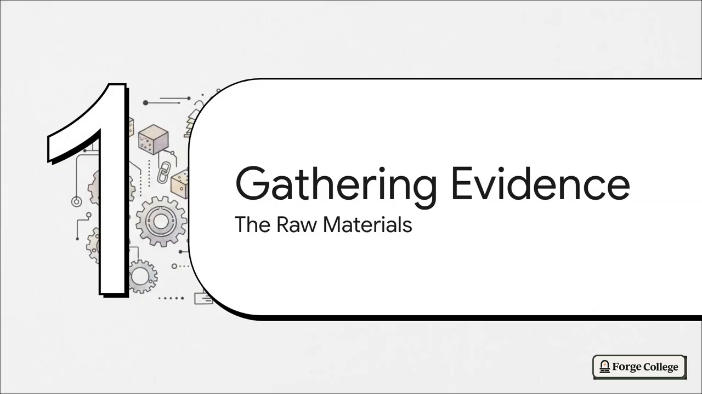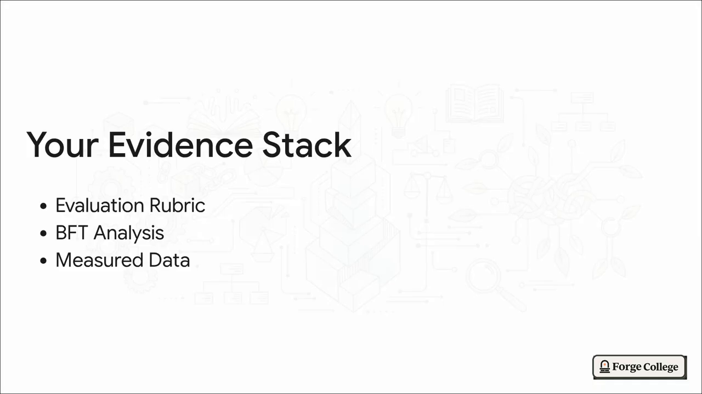Let's dive right into phase one, gathering evidence, the raw materials. Before you even type a single word, you need three specific components right there on your factory floor. First, your evaluation rubric. This gives us our priorities, right? Things like security thresholds and speed requirements. Second, your BFT analysis. These are the theoretical constraints, basically the rules of the game and exactly how the network might break. And third, your empirical measurements, the hard, undeniable numbers from those CSV data files and charts you've been putting together.